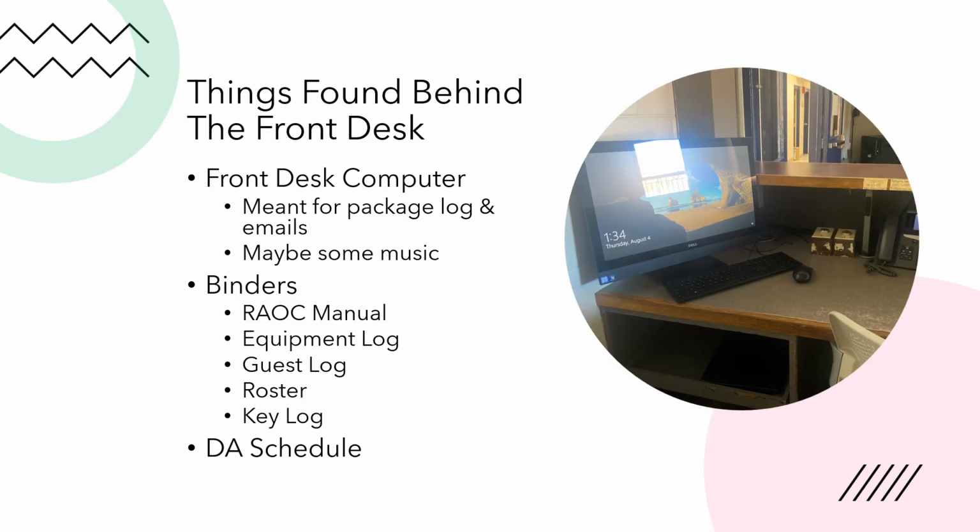First, we're going to learn what can be found behind the front desk. Your front desk will typically include a front desk computer that's meant for package log and emails, maybe some music. It'll include a bunch of binders. Those will include the RA on-call manual, the equipment log, the guest log, the roster, and probably your key log. And it will also include your DA schedule. There's going to be a lot more paperwork, notes, flyers on your desk, so make sure that you ask your GA to let you know where everything is.